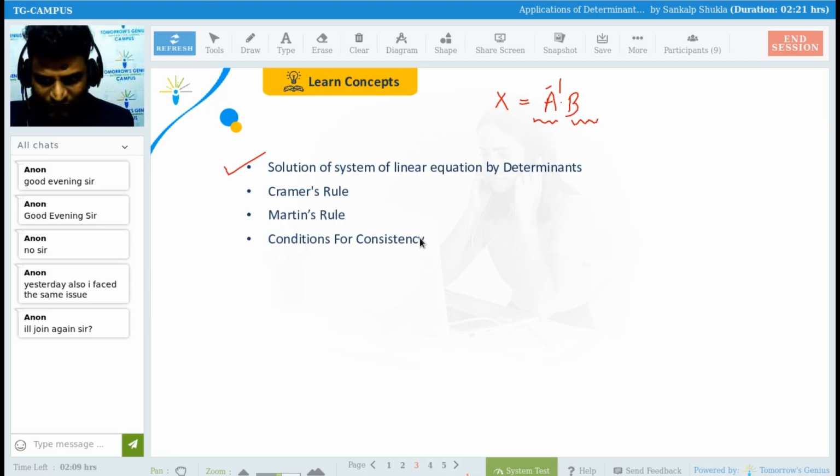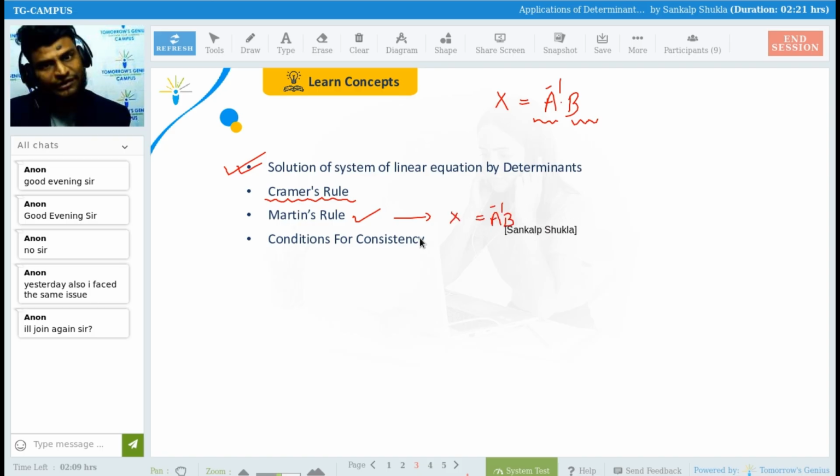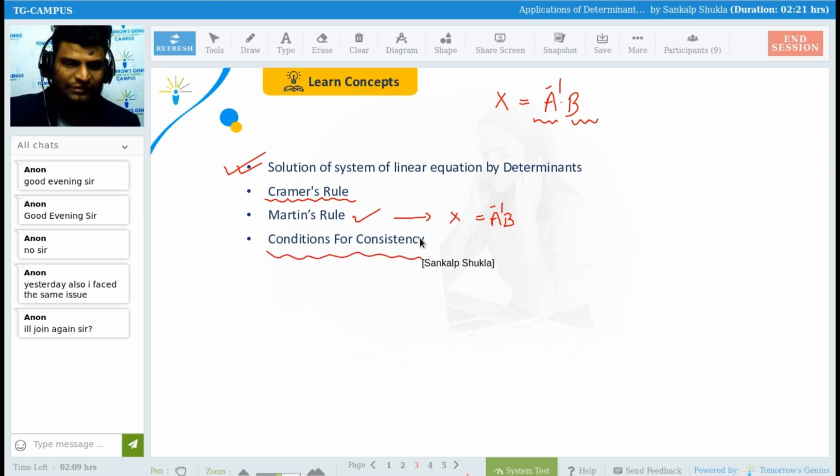However, what we are going to discuss in today's lecture is we can solve a system of linear equation in three variable with the help of determinants also. And that is known as Cramer's rule. So Cramer's rule, or I can say solution of system of linear equation by determinants, both are same. Once we have discussed, then we will come to Martin rule. Martin rule is this thing only: X is equals to A inverse B. That means we have already discussed Martin's rule, but I didn't mention the name of that method. And the last topic is conditions for consistency.